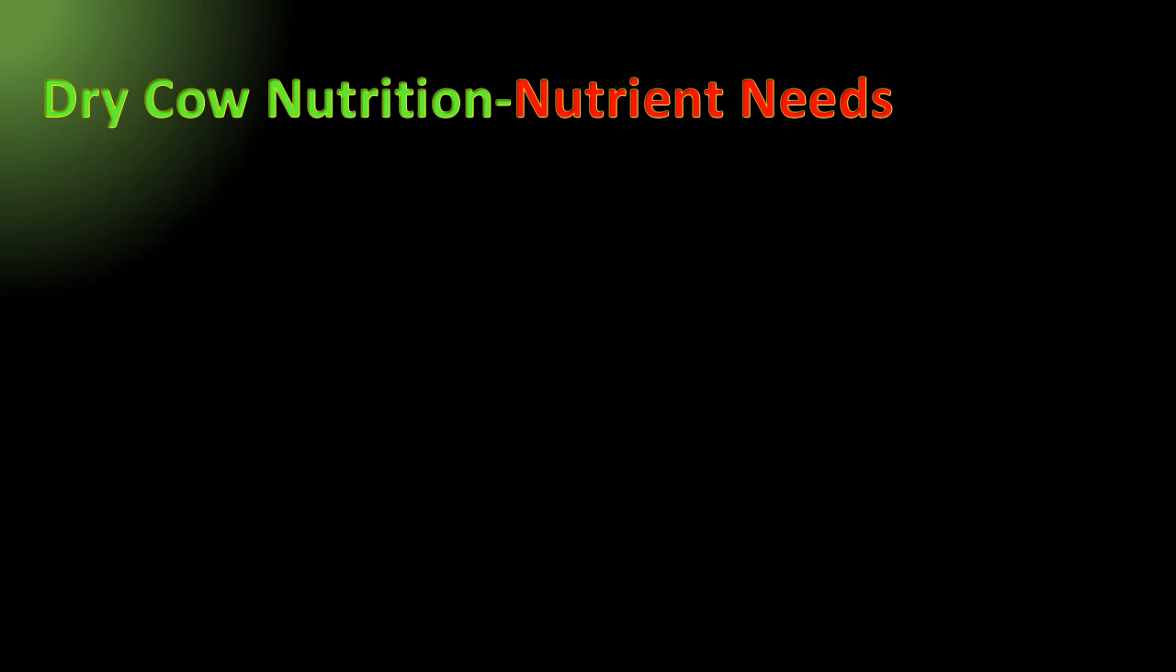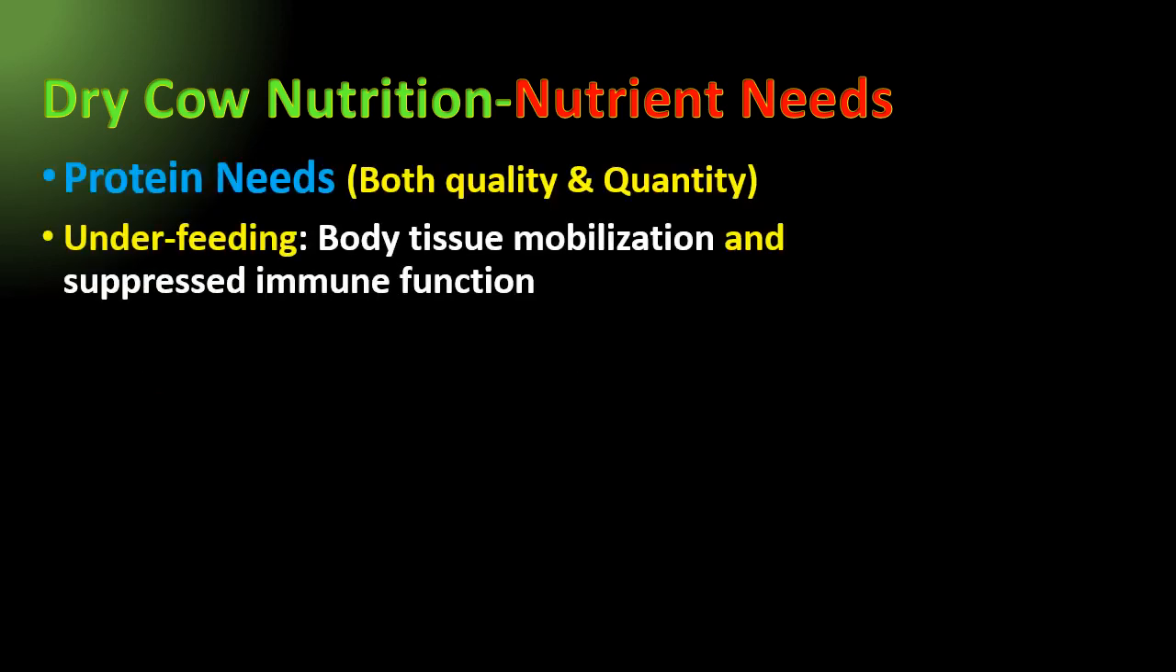Next comes the protein needs. So both quality and quantity is required. Protein needs of the animal, both quality and quantity of protein, is very important for a dry cow feeding program. Underfeeding protein may lead to suppressed immune function and decreased availability of carrier protein needed for efficient metabolism.